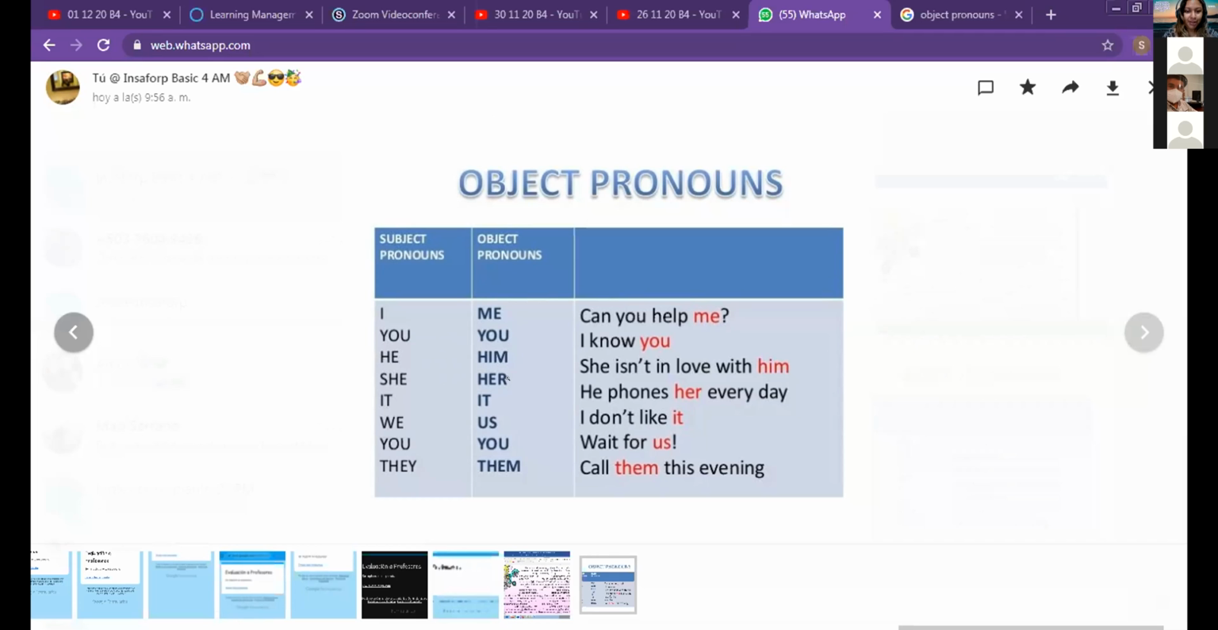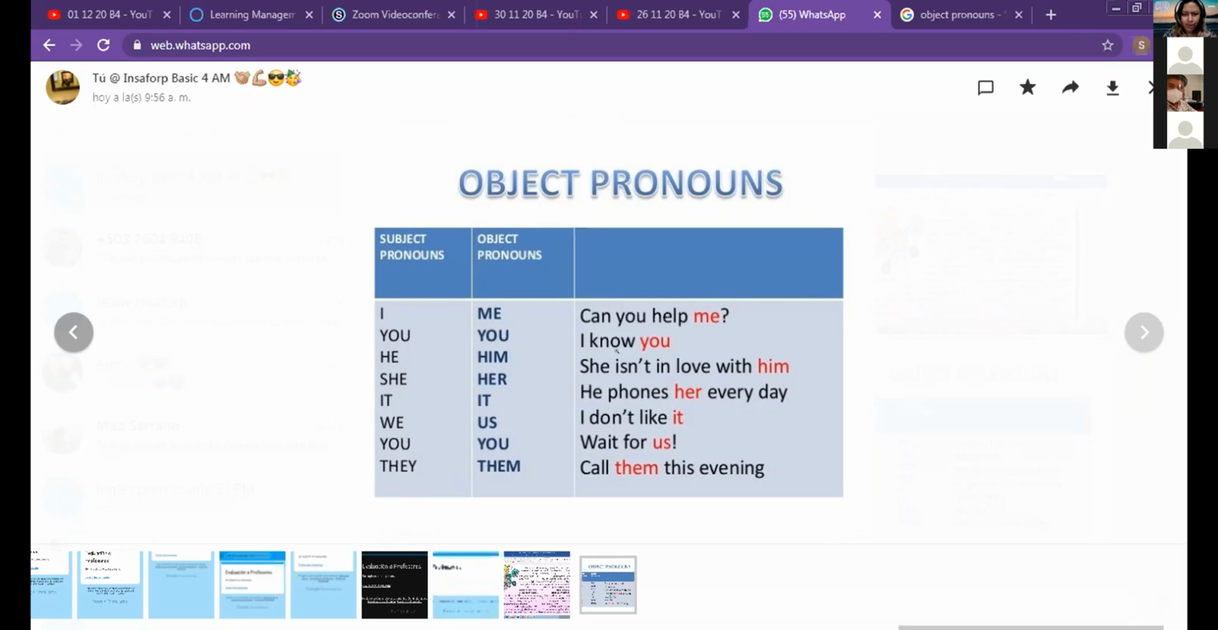him, her, it, us, you, them. So for example, the first question. Can you help me? What is the verb in this question? Help, right? So this is my action verb. After an action verb, I need to use an object pronoun, and the object pronoun that refers to myself is me. Very good. Because it doesn't sound okay if I say, can you help I? Can you help me?